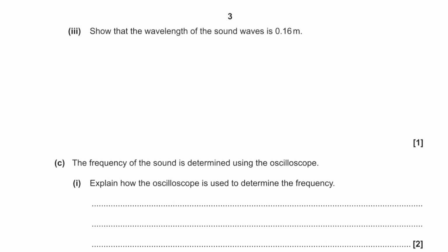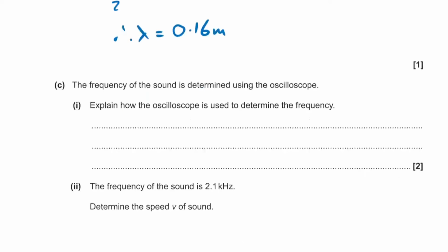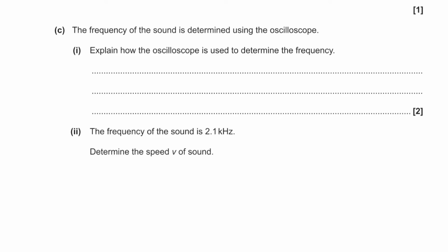So the wavelength of the sound waves is 0.16 meters. Well, that's easy, isn't it? We know that lambda over 2 is equal to 0.08 meters. Therefore, lambda is equal to 0.16 meters. Awesome.